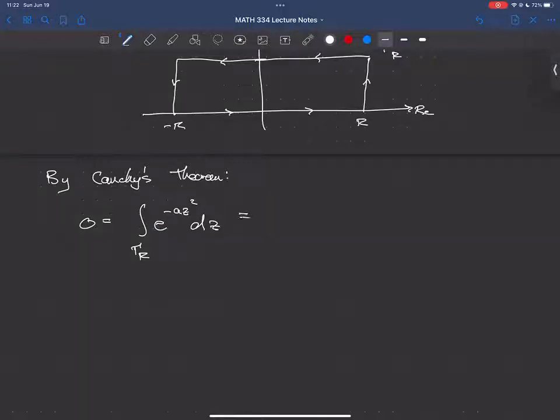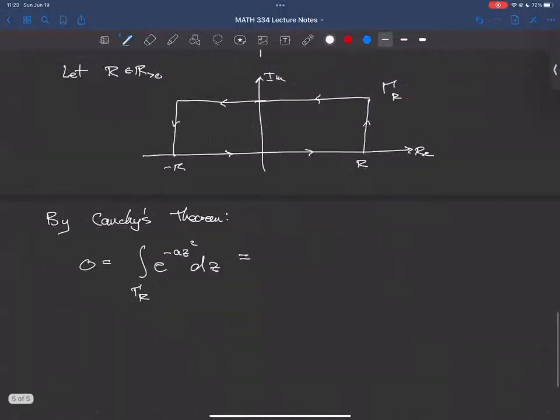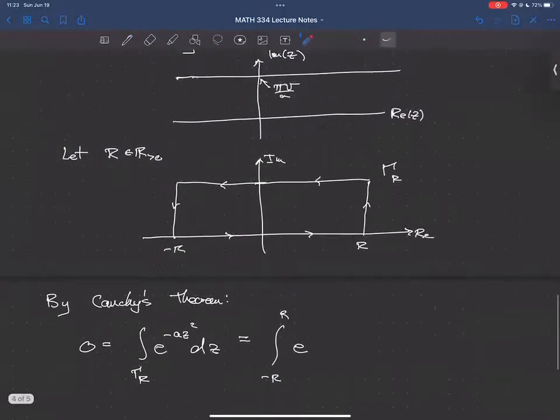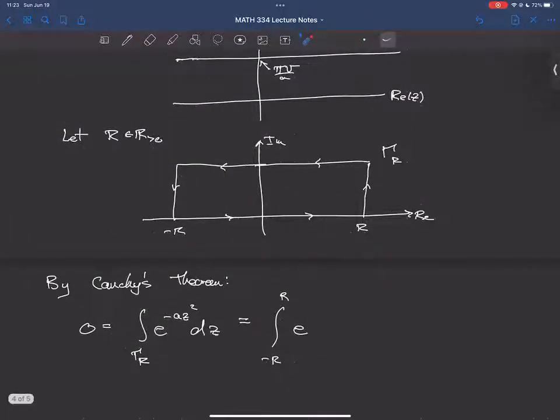All right. So along the lower part of the rectangle, from here to here, I'm integrating from minus R to R. Along that contour, the real part of z is x, which goes from minus R to R, and the imaginary part y is equal to 0. So this is just the integral of e to the minus a x squared dx.